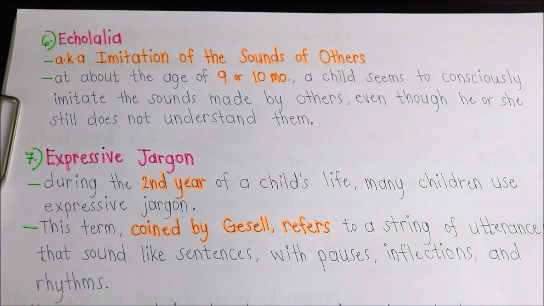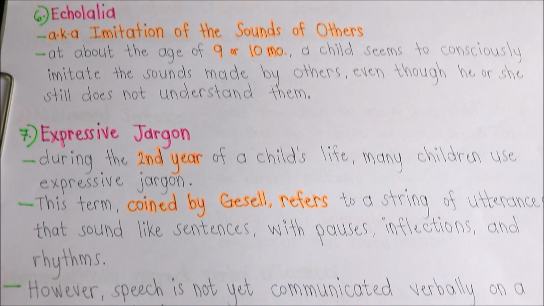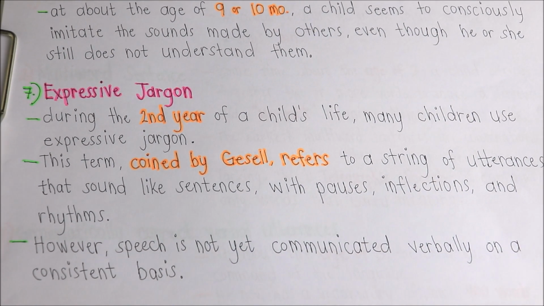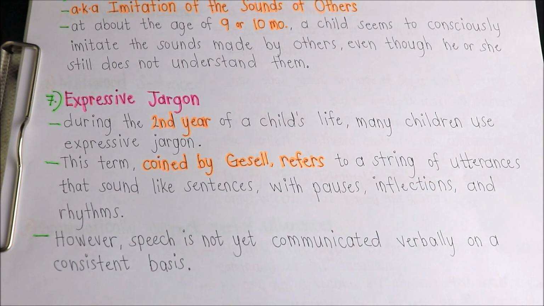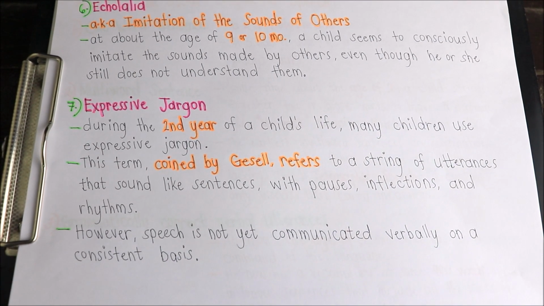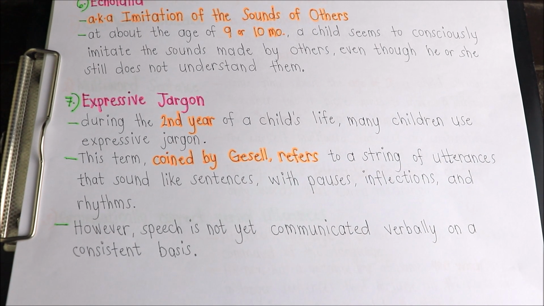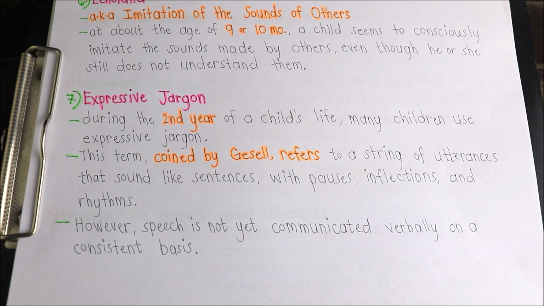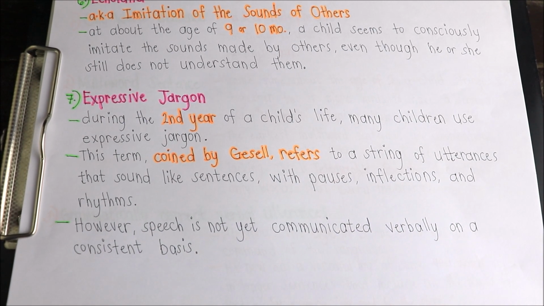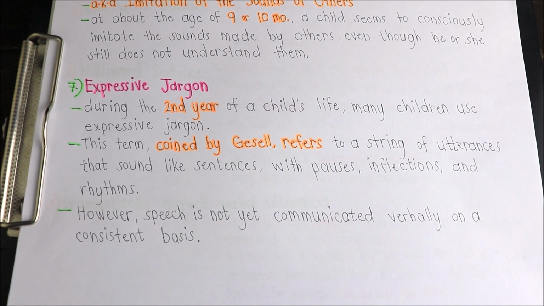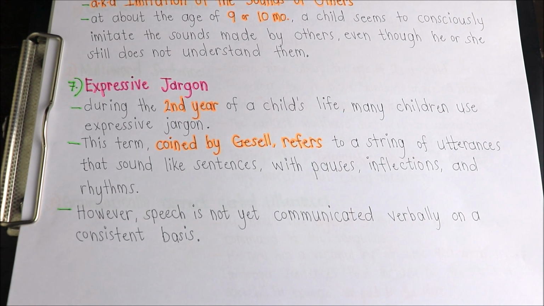Number 7, expressive jargon. During the second year of a child's life, many children use expressive jargon. This term, coined by Gesell, refers to a string of utterances that sound like sentences with pauses, inflections, and rhythms. However, speech is not yet communicated verbally on a consistent basis.